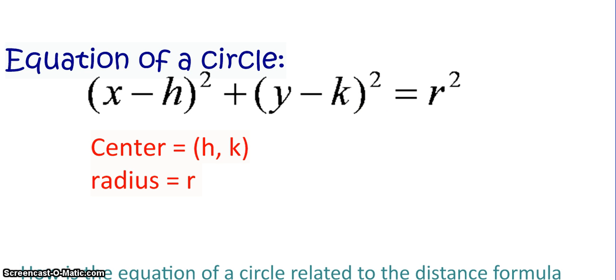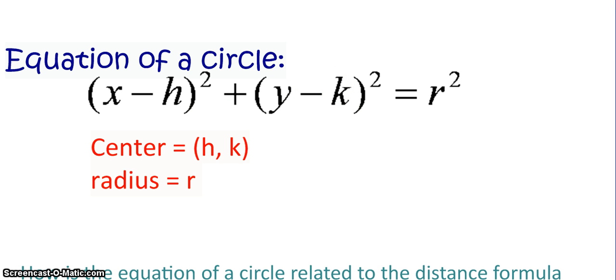So our standard equation of a circle is the quantity x minus h squared plus y minus k squared equals r squared, where the center of the circle is the point h, k and the radius of the circle is r. Notice that it's x minus h and y minus k, so if h is a positive number, this is subtraction. If h is a negative number, this would then become addition because we would have minus a negative, and the same is true for the k.